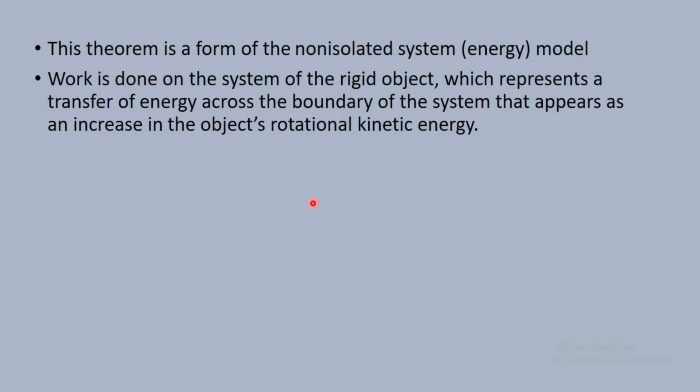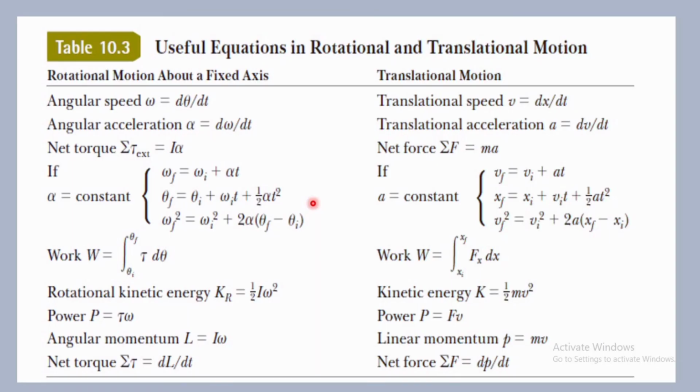In our case we have a non-isolated system. What is meant by a non-isolated system? It means that work is done on that system of a rigid object, which represents a transfer of energy across the boundary of that system. The energy will transfer, and that will appear as an increase in the object's rotational kinetic energy.